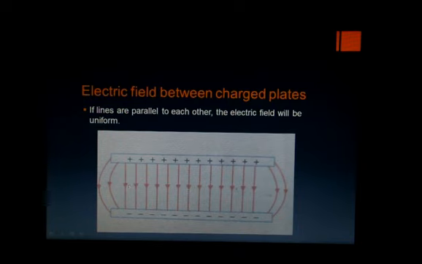But what happens here? That is the end of the two plates. You notice that at the end of the two plates, this is now giving you a finite point. So the lines really bulge, and here the field is weaker.